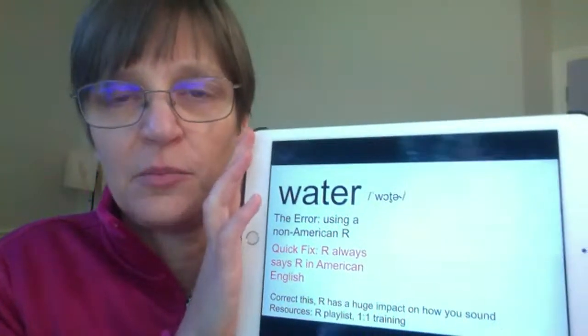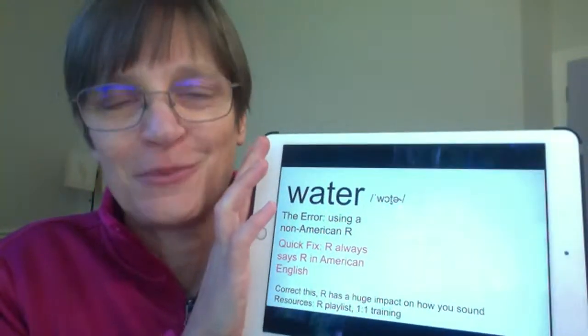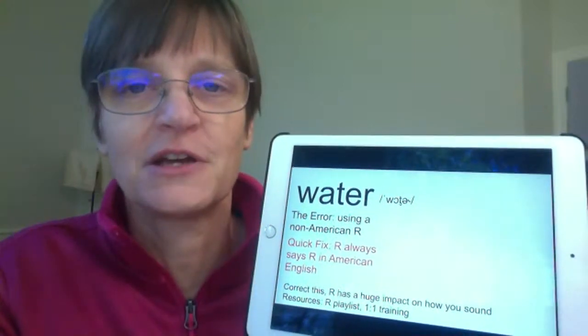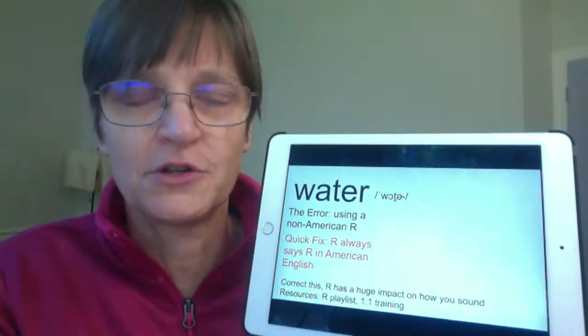This is definitely an important error pattern to correct because there are so many R's in English and it has a big effect on people being able to understand you. It's very noticeable in your speech.